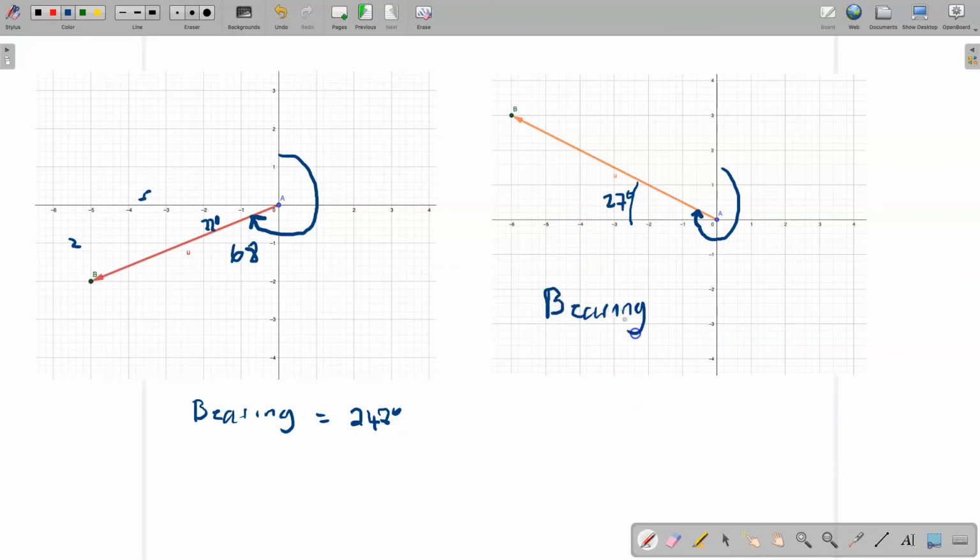So we can see how bearings are going to be used, and also this angle between the horizontal and the vector itself.